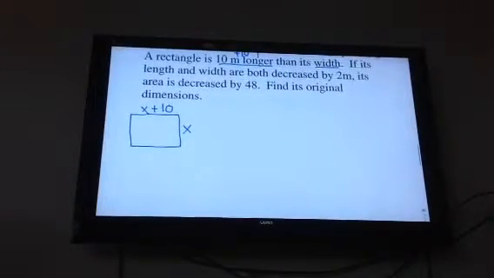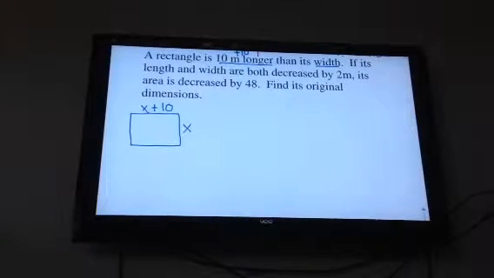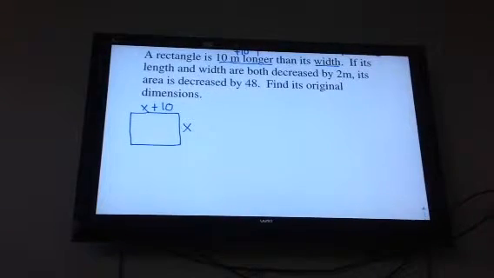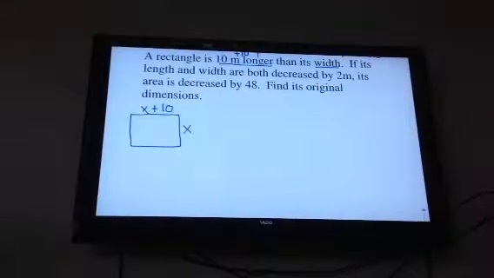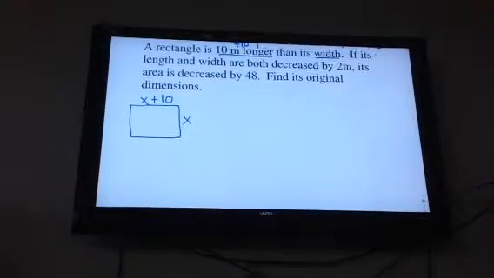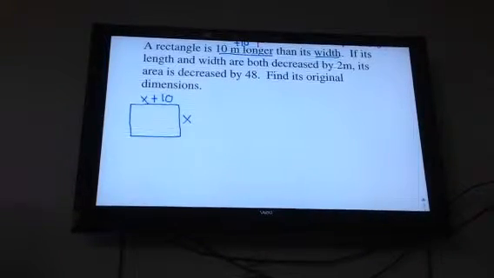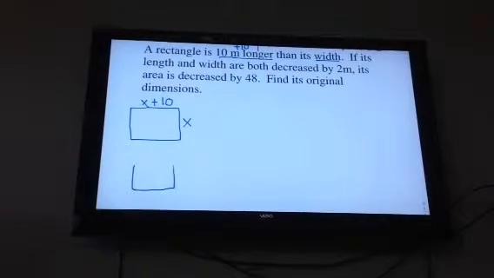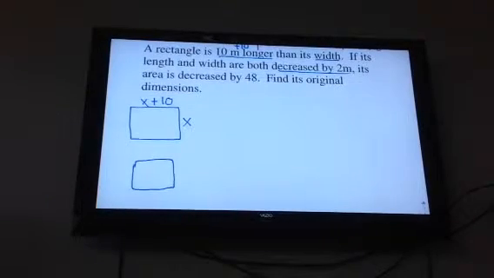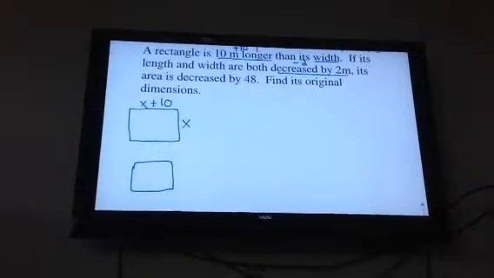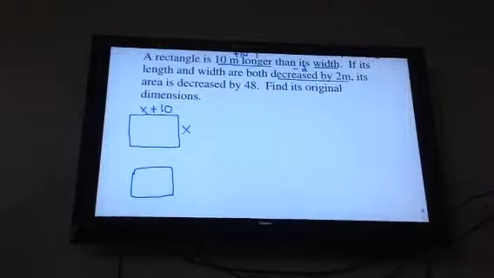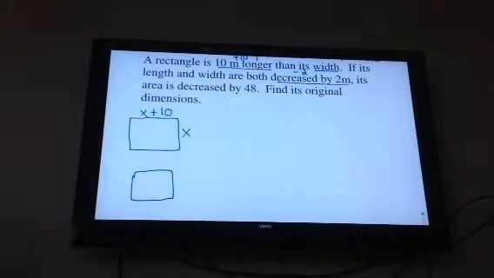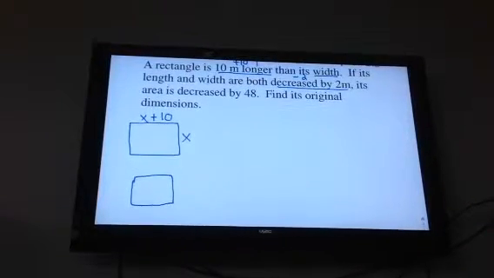So then it says, if its length and width are both decreased by 2. So instead of me making a rectangle inside of a rectangle, I'm going to make a different one. Okay, so it's saying, if you had this other rectangle, and you decreased by 2, which means to subtract 2, both dimensions, so if its length and width are both decreased by 2. So we're comparing it to the rectangle I just did.